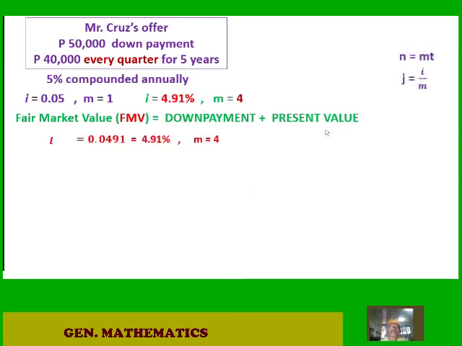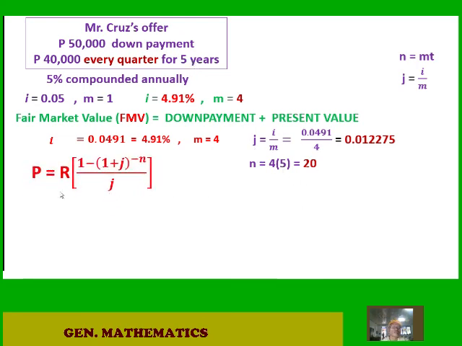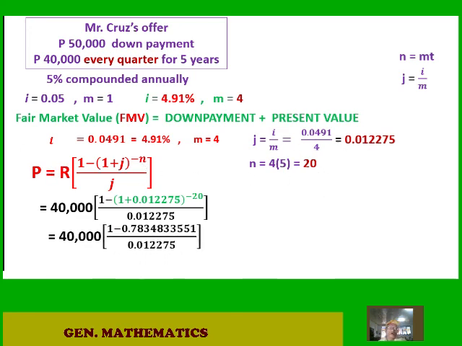Okay, so let us proceed with J and N. J is I over M. I, this value, M is 4. N is M times T. M is 4. T is 5 years. So 20. Substitute in the formula. Payment, a payment of 40,000 pesos every quarter. Then J is this value. N is 20. Okay, raise this to negative 20. This is the value. Subtract this from 1. Then we obtain. Then divide by the denominator.